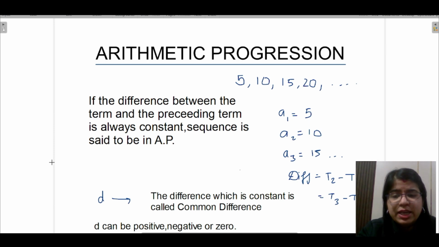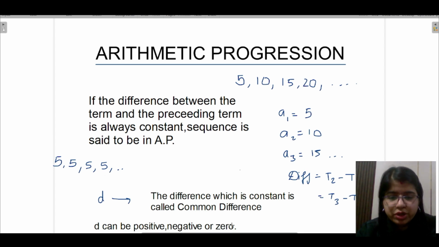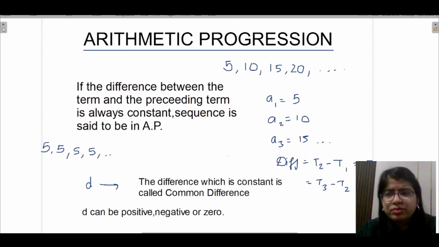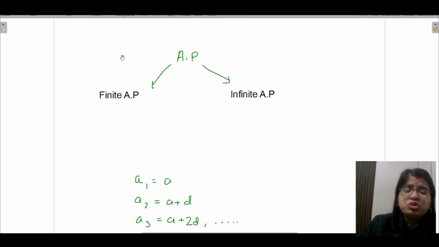What do I mean by that? If we are given 5, 5, 5, 5 like this, and it is asked whether this sequence is in AP or not, then you first calculate the common difference. Here it comes to be 5 minus 5 is 0, then again 5 minus 5 is 0, so it is in the form of AP and the common difference is 0. So now students, when we have AP, there are two types of AP.